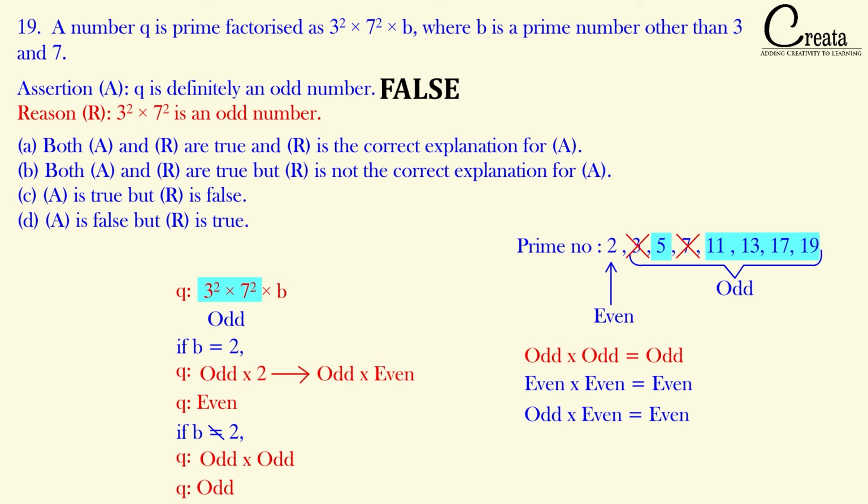Okay. Let's check out the reason. In the reason part, it is given that 3 square into 7 square is an odd number. Yes, this is true. 3 square is odd, 7 square is odd, odd into odd is odd. So the reason is correct. So the assertion is wrong and the reason is correct. Our answer is D. A is false and R is true. So we have done with this question. Let's move to the next question.